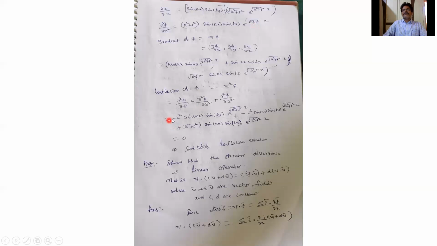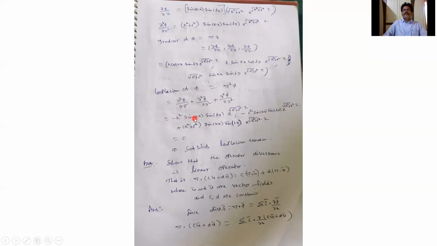So here ∂²φ/∂x² is minus k² sin kx sin ly e^(√(k²+l²) z). ∂²φ/∂y² equals minus l² sin kx sin ly e^(√(k²+l²) z), and ∂²φ/∂z² is (k²+l²) sin kx sin ly e^(√(k²+l²) z).